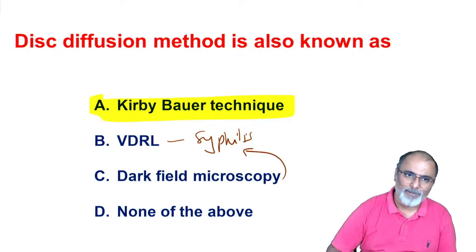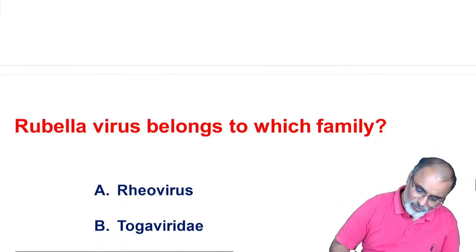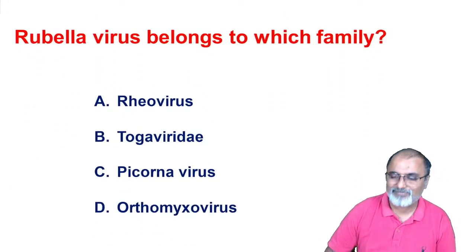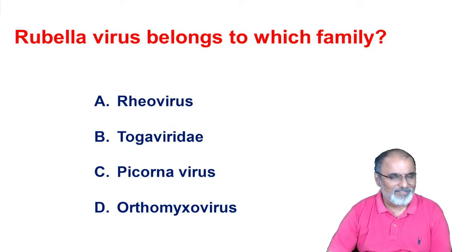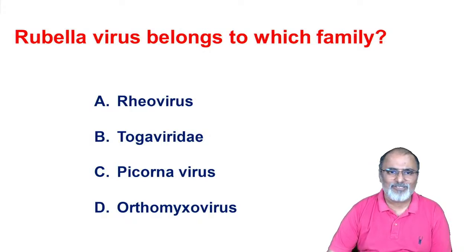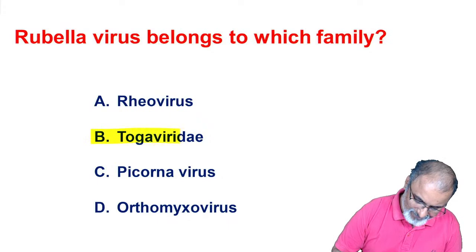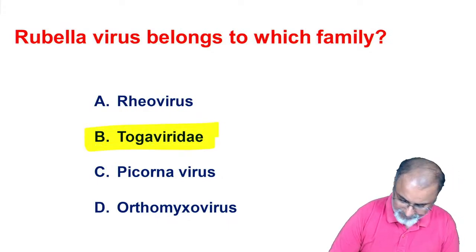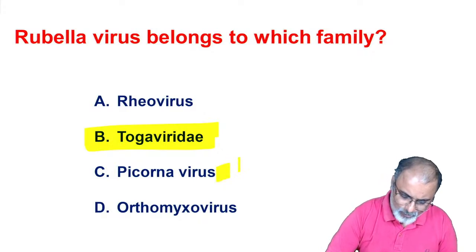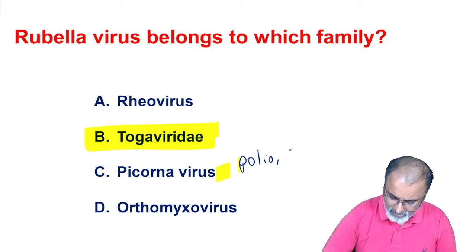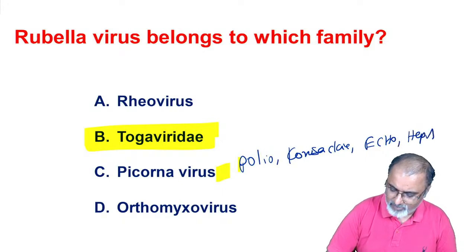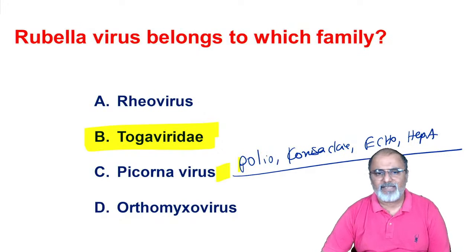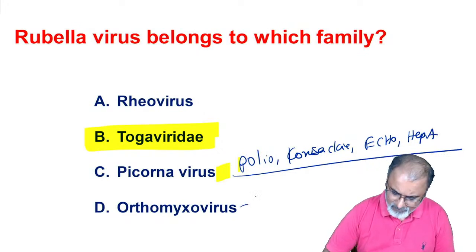Cool, I'm so happy. Next is, Rubella virus belongs to which family? Direct question. Rubella virus belongs to Togaviridae. Direct question, we know you can answer. For example, polio, Coxsackie, Echo virus, Hepatitis A virus, these all belong to Picornaviridae. Orthomyxovirus, example, influenza.